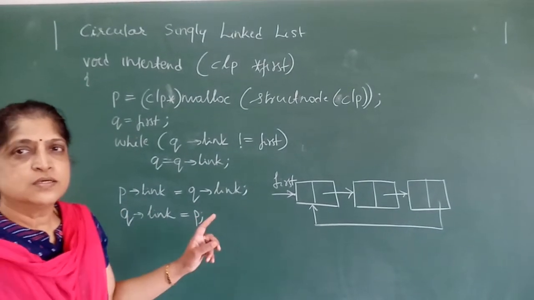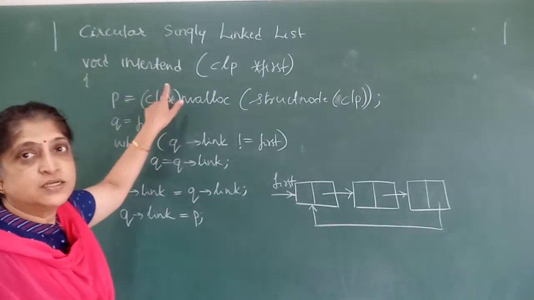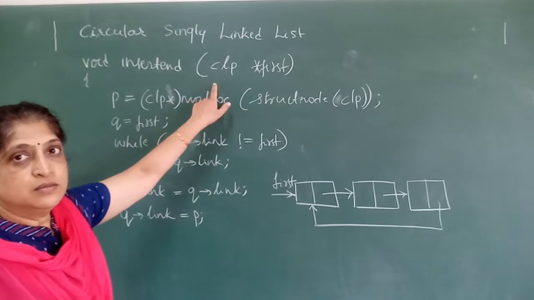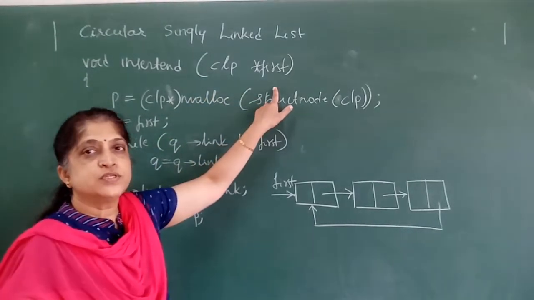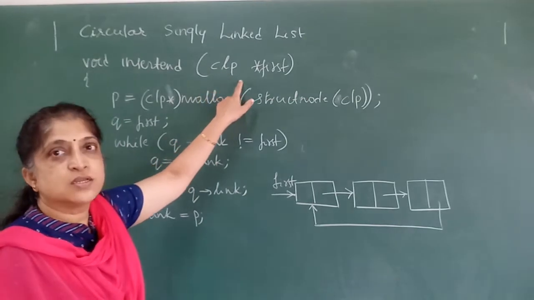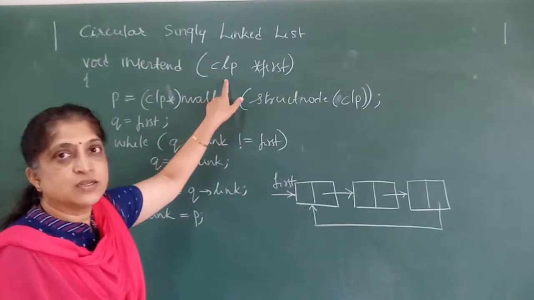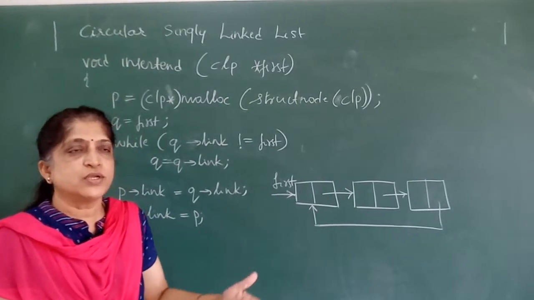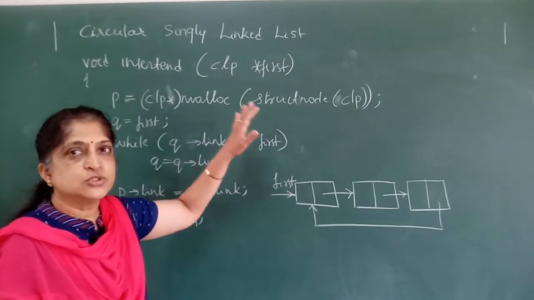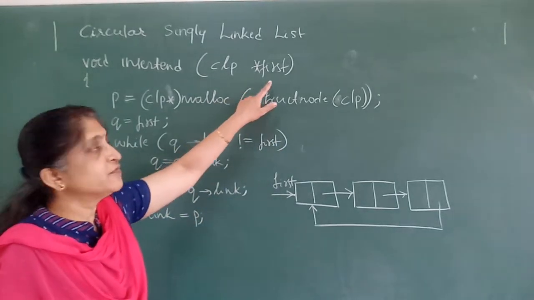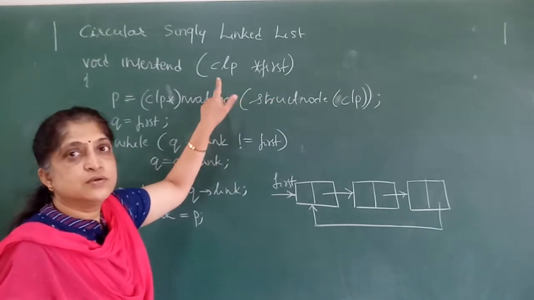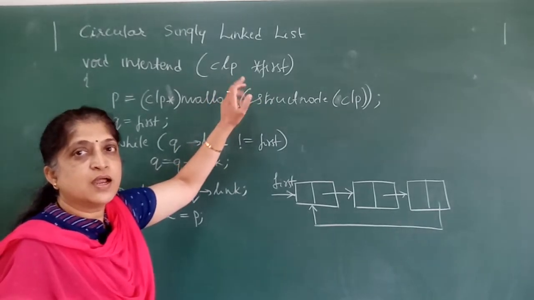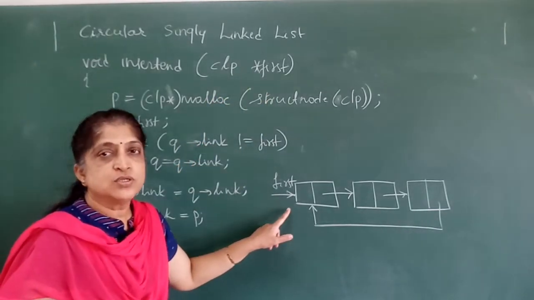Yes, this is the function to insert at the end in a circular linked list. I am taking a pointer first which points to the circular list pointer. So we have to define a structure for this circular list pointer in which we have the data field, and it's a self-referential structure, that is, it should have a pointer to itself. So this has to be defined. Assuming that the structure has been defined, I am making first point to the first node, that is, first is a pointer of circular list type CLP.